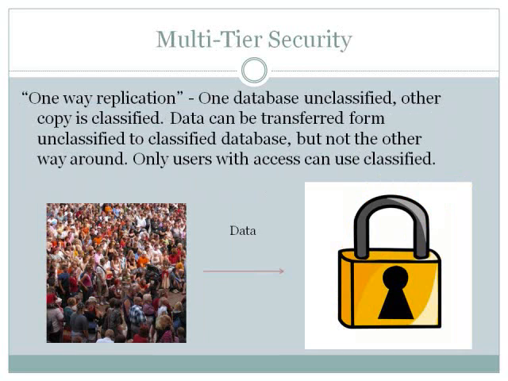If you happen to have information you want to protect, say you're the FBI or CIA or something, you can have multi-tier security. One database can have unclassified information and another one can have classified information, and only certain users can access the classified one. And how it works is that data in the unclassified database can be transferred to the classified, but not the other way around, and that protects the data on the classified database.